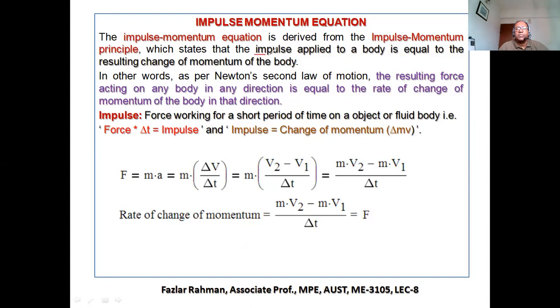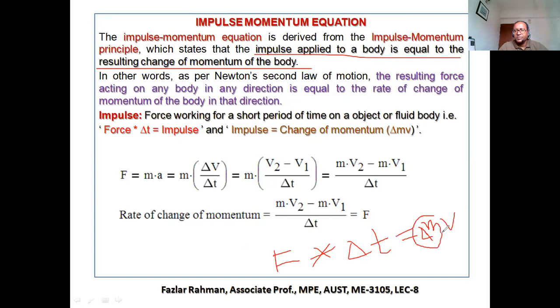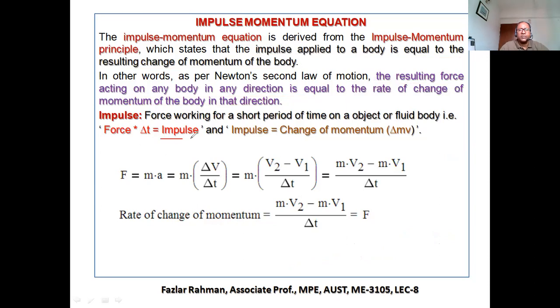So it's saying that the impulse applied to a body is equal to the resulting change of momentum. That means F into delta T will be equal to the change of momentum, delta mV. Normally mass does not change, only velocity changes, right? This impulse momentum equation you can also explain in terms of Newton's second law. The second law says the resulting force acting on the body in any direction is equal to the rate of change of momentum in that direction. And if we start from Newton's second law, force into delta T equals impulse, again equal to change of momentum.